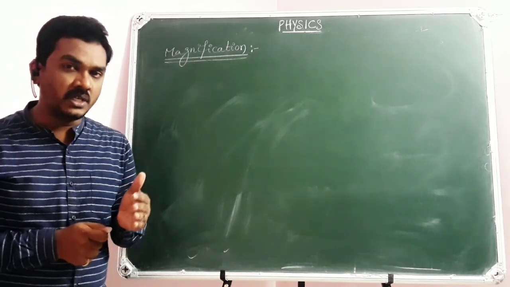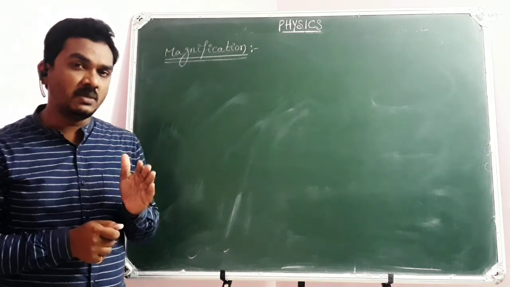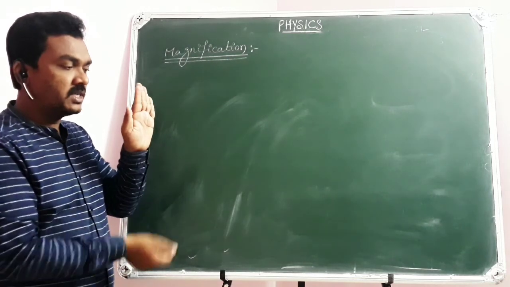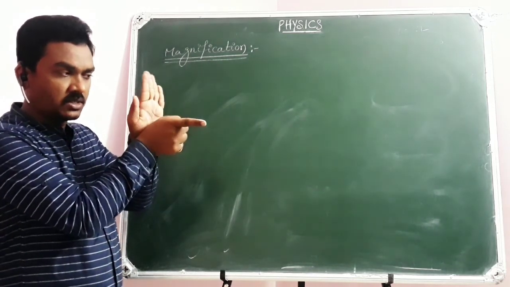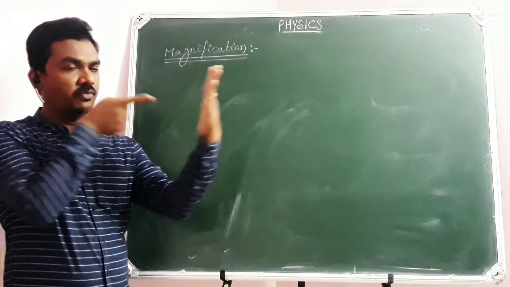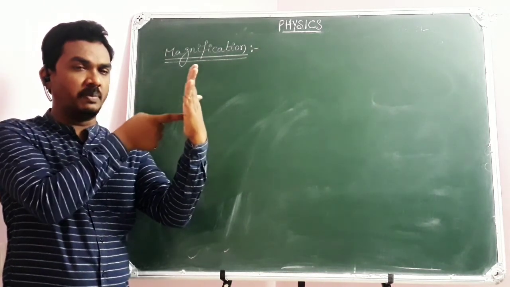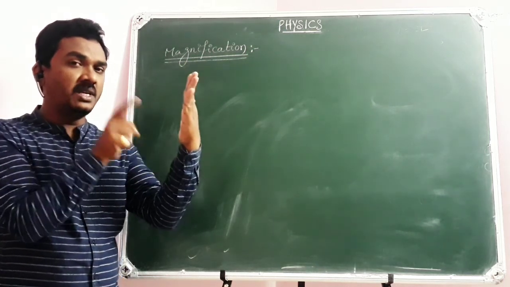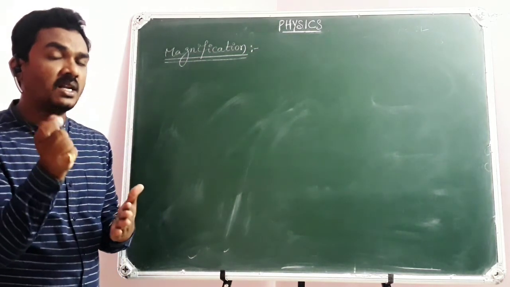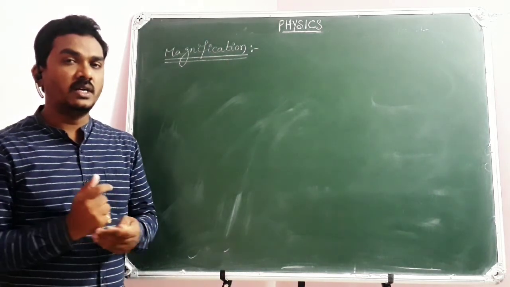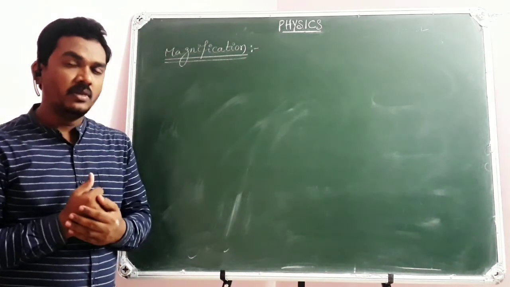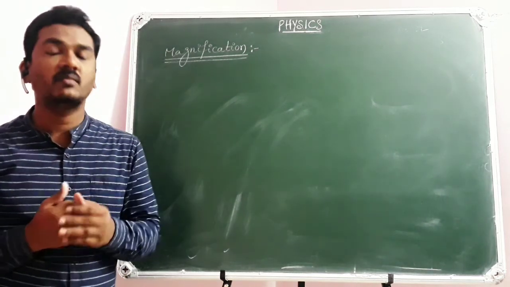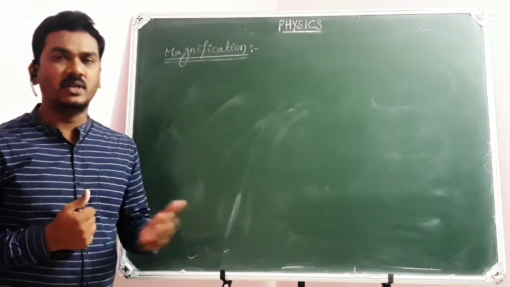When the plane of the object is perpendicular to the principal axis, like this, this is the principal axis, and the plane of the object is perpendicular to the principal axis, then every point on the object will be equidistant from the spherical mirror. So we call it a transversal placement. Then we discuss the magnification as transversal magnification or lateral magnification.